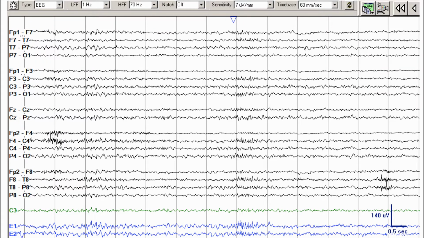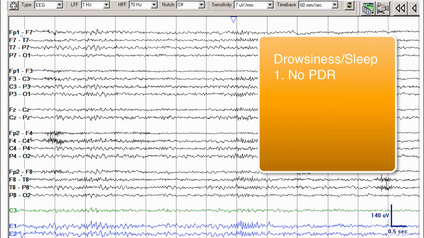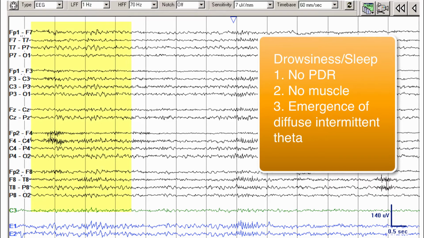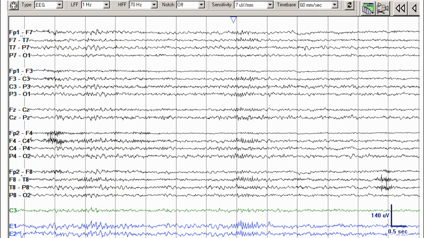If we look at this patient's recording, we can see that he is most likely asleep. This is indicated by the absence of a posterior dominant rhythm, the lack of any muscle artifact, and the fact that there is some diffuse intermittent theta activity, seen best at the start of the page. If we look at the center of the page, we can see the finding of interest.